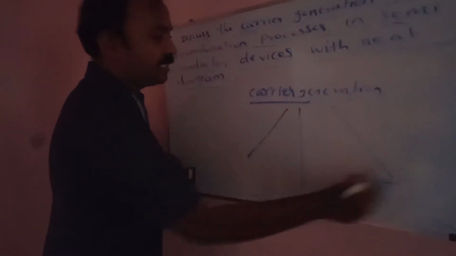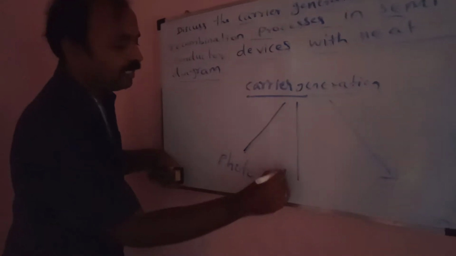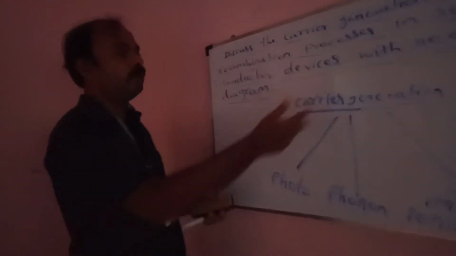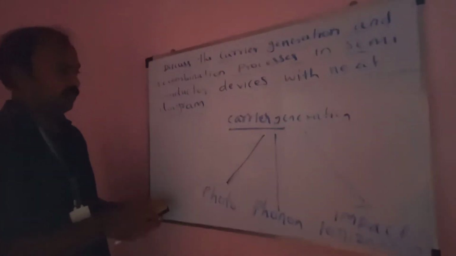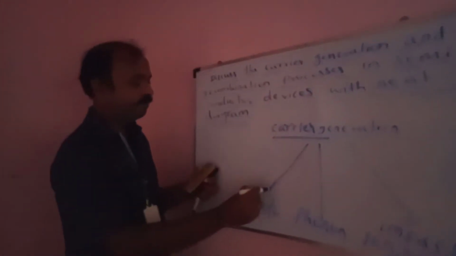The first one is photo generation. The second one is phonon generation. The third one is impact ionization. These are the three methods to produce carrier generation in a semiconductor. Among these, first we are going to learn about photo generation.